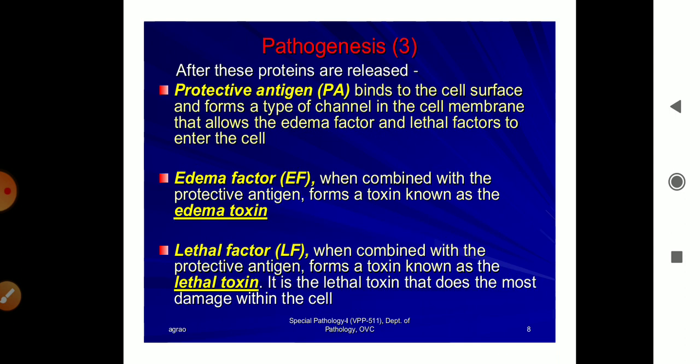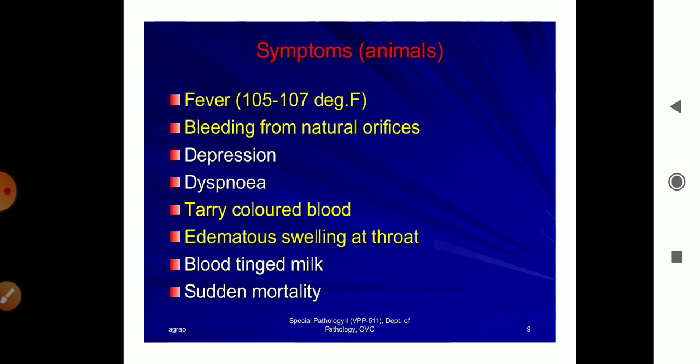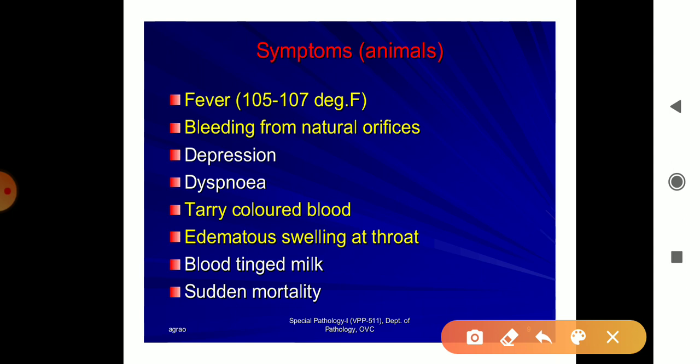And you have known all the lethal toxin, this edema toxin, and the protective antigen. So coming to the symptoms, as you have told, it is acute in nature, meaning the disease onset is very short. Most animals don't exhibit any clinical symptoms, but some animals do exhibit clinical symptoms.